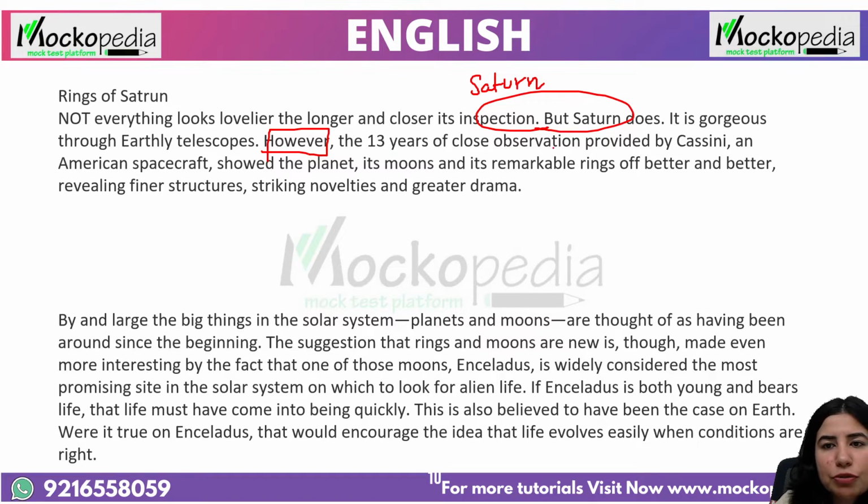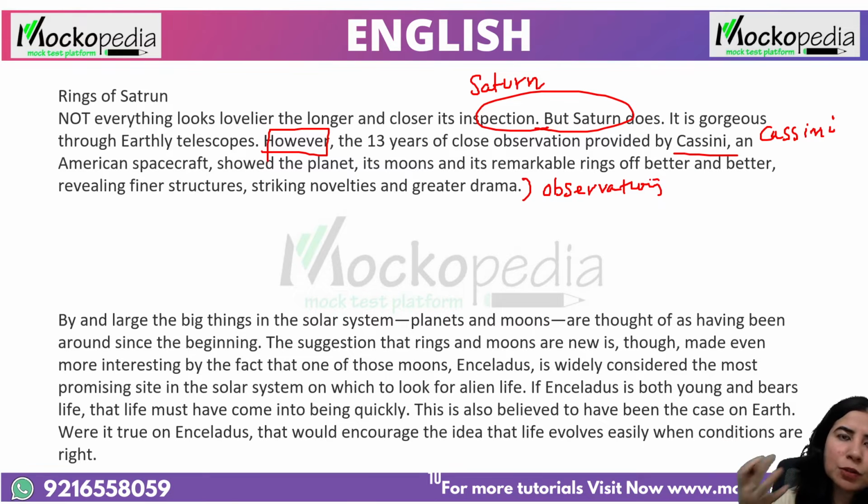However, the 13 years of close observation provided by Cassini, an American spacecraft, showed the planet, its moons and its remarkable rings off better and better, revealing finer structures, striking novelties, and greater drama. So again, there's a proper noun. In case the question comes, what is Cassini or what was the observation of Cassini, we know where to go back. So this is explaining the observation of Cassini. They say Saturn is looking beautiful, and the later statement explains how it was observed by an American spacecraft, and the name of the spacecraft was Cassini.